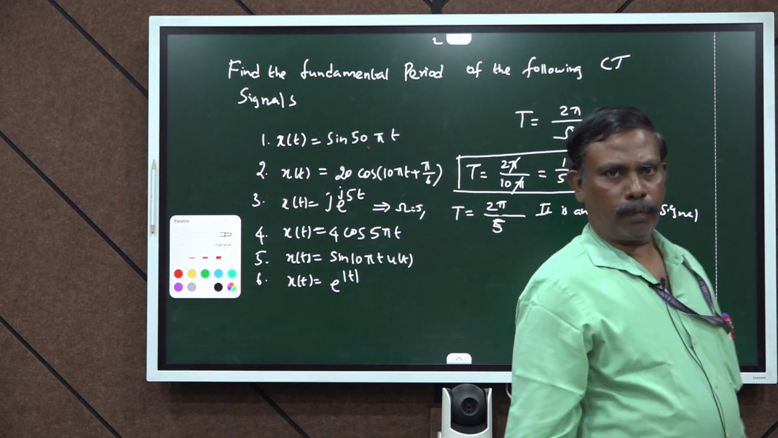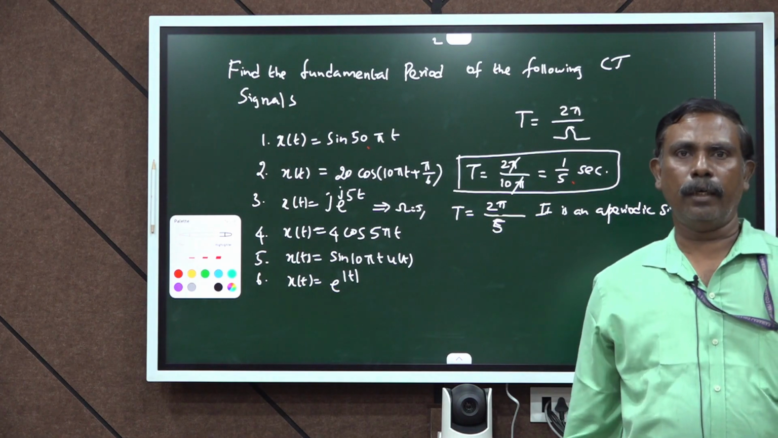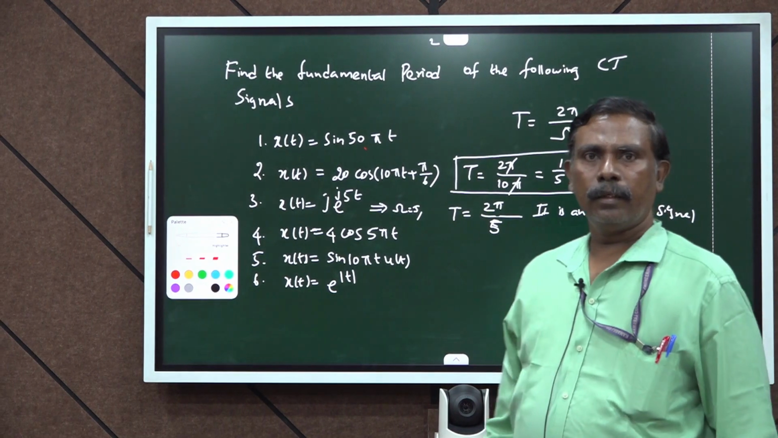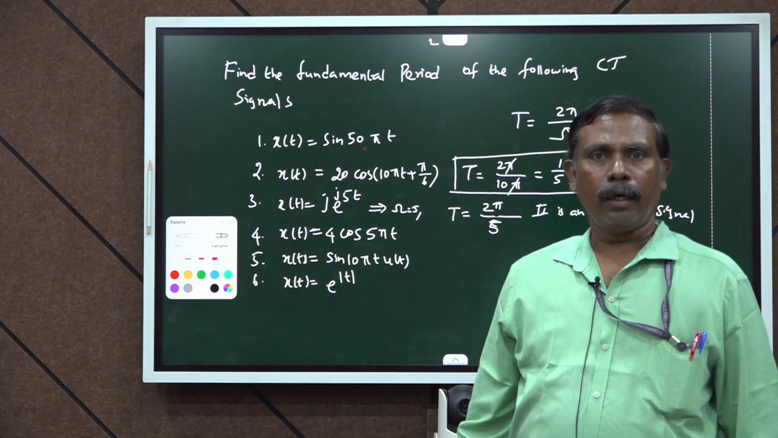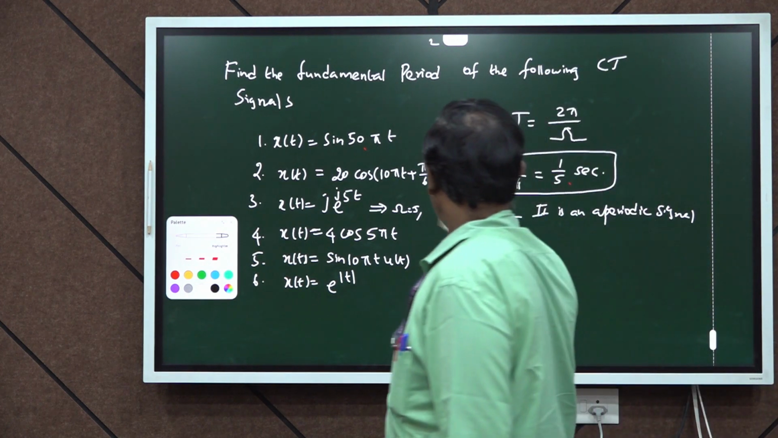In the answer, if pi itself comes, you can confirm 100% it is an aperiodic signal. For a periodic signal, the answer should be a rational number. That means no fractional part will come. Pi won't come, right? Okay.